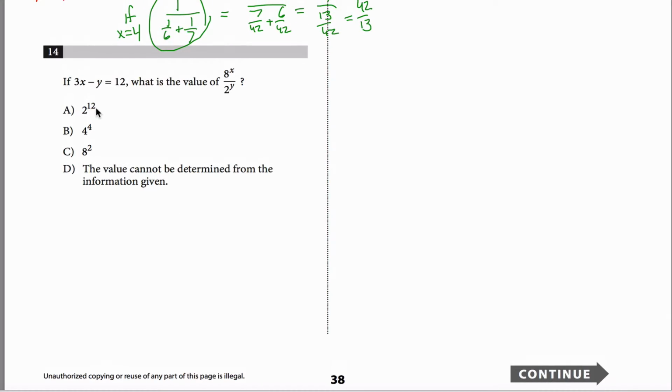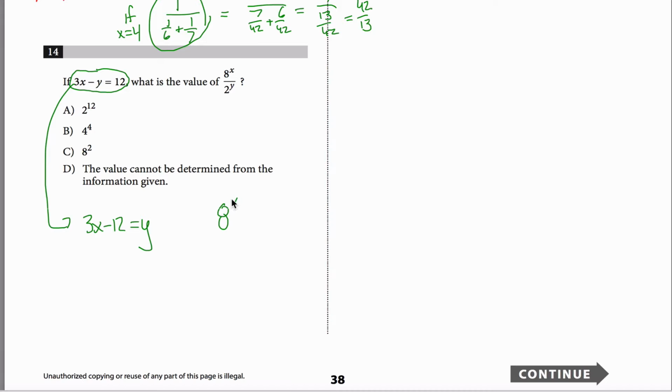Moving on to 14. 3x minus y equals 12. What is the value of 8 to the x power divided by 2 to the y power? All right, this is a pretty tricky problem. What I would do if I were given this is I would take this equation and solve for one of the variables. This tells me that if I add y over to the right-hand side and subtract 12 from both sides, I get 3x minus 12 is equal to y.